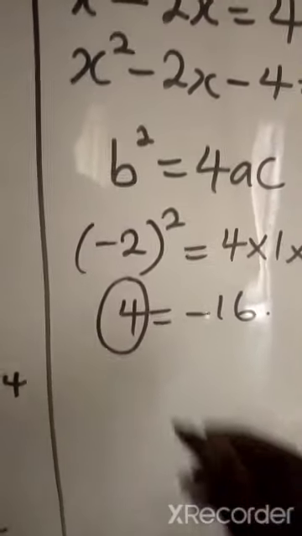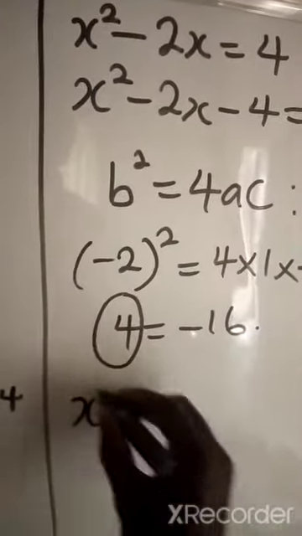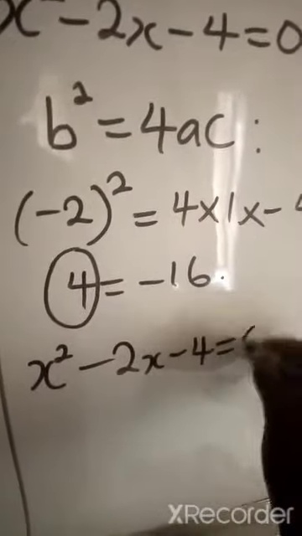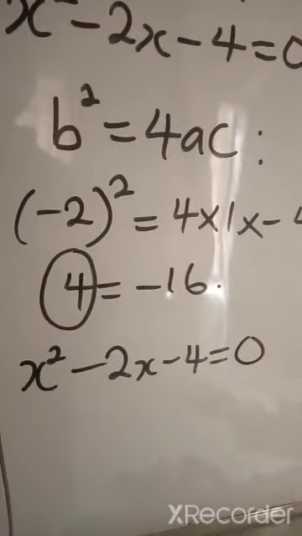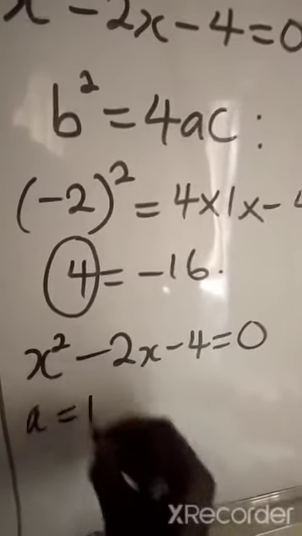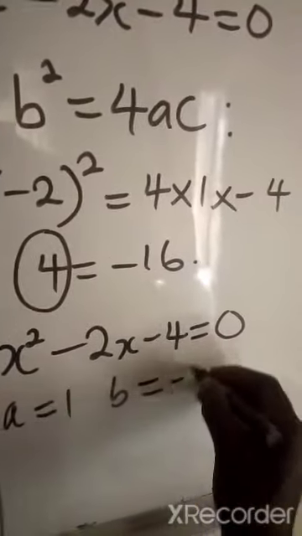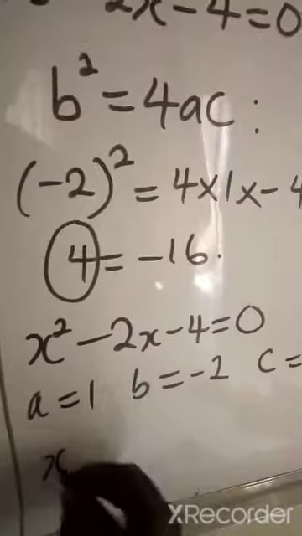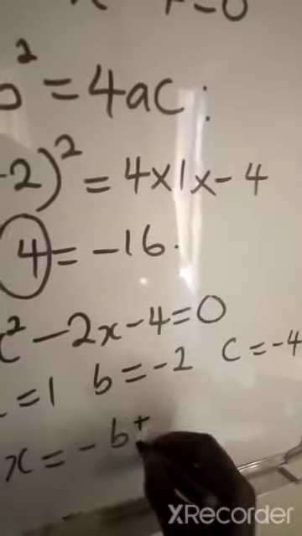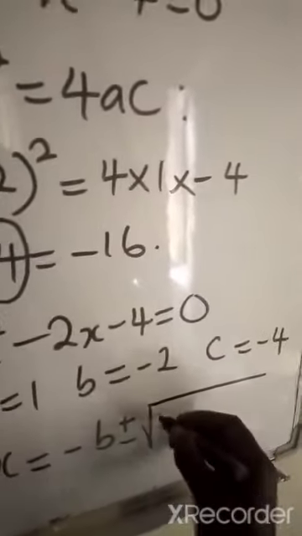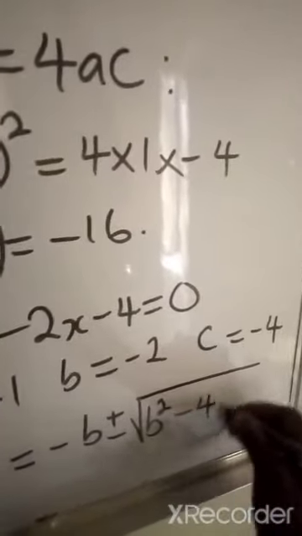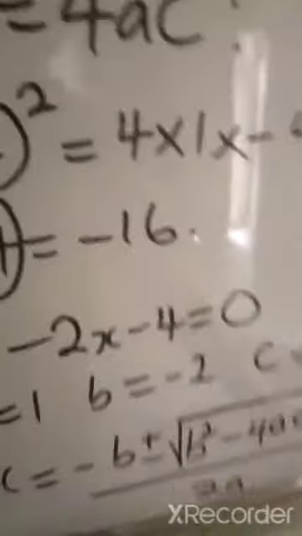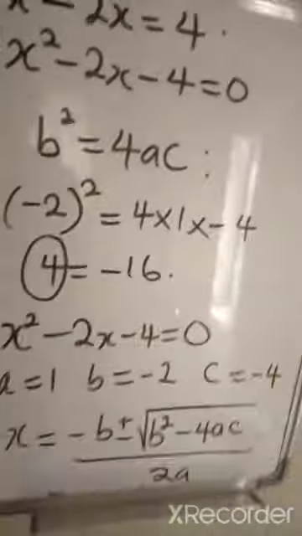So how do we do that? Now the question is x squared minus 2x minus 4 equals 0. That is the question. Our a is 1, our b is minus 2, while our c is minus 4. So the formula is x equals minus b plus or minus the square root of b squared minus 4ac all over 2a. That's the formula.